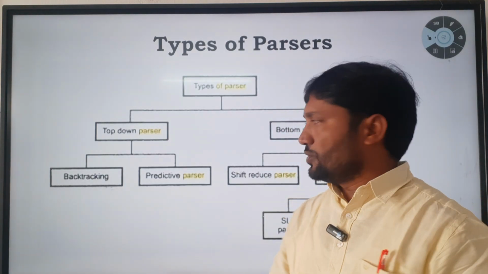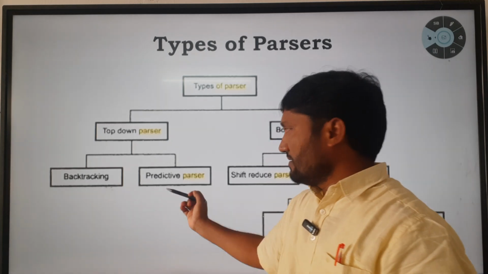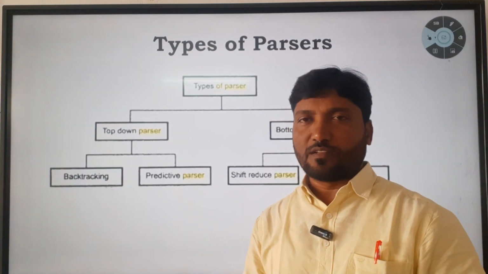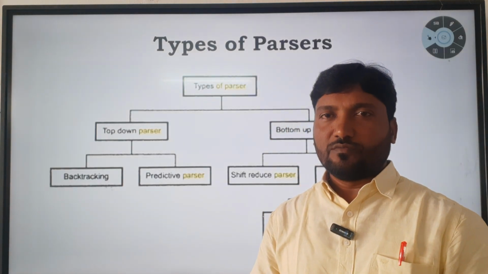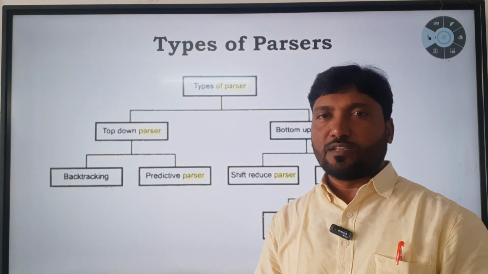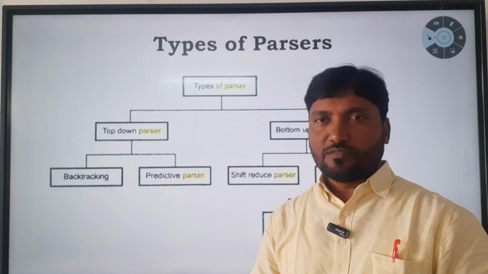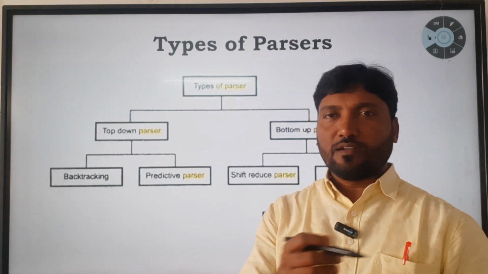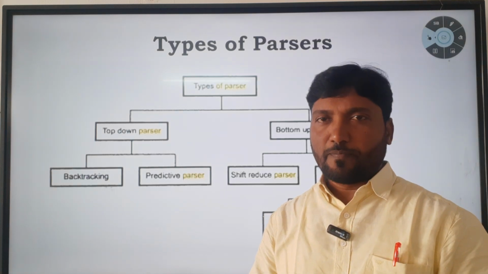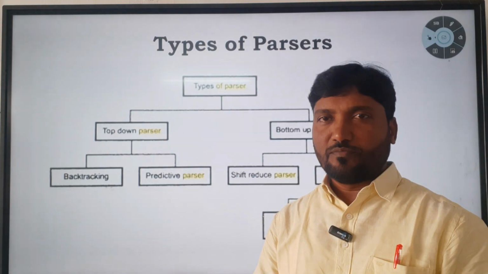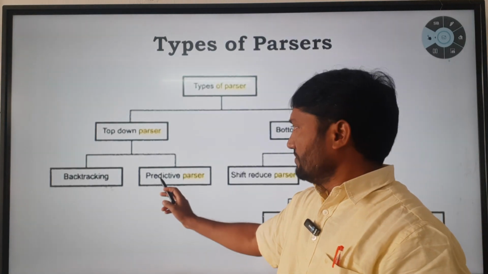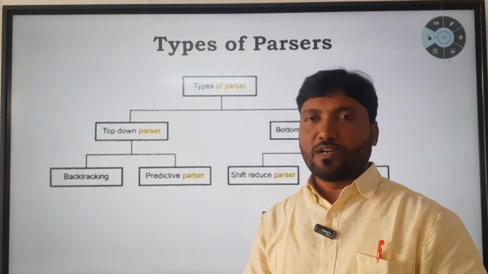Now, coming to the top down parser, it is again classified into 2 groups. One is backtracking, the second one is the predictive parser. Backtracking is called a recursive descent parser, where we have to go back to construct a parse tree. To overcome this drawback of backtracking, we use the predictive parser.